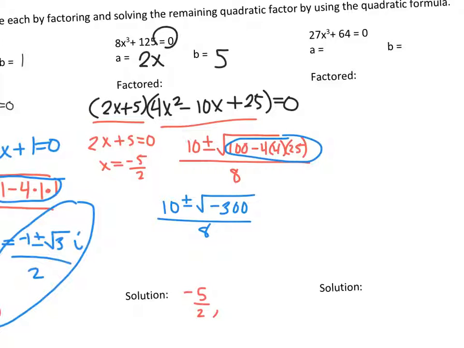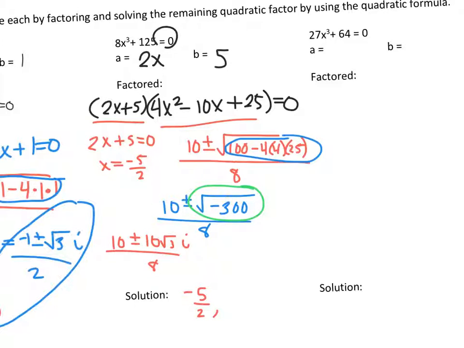So I can reduce this, the square root of negative 300 is going to be 10 root 3i, so I'll have 10 plus or minus 10 root 3i over 8. Now the reason it's 10 root 3 is because the square root of 300 is the square root of 3 times 100. So the square root of 100 is 10. And then I have an i because this is an imaginary number.